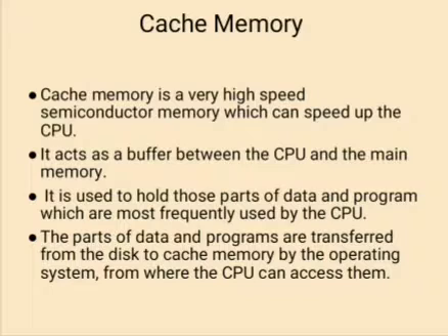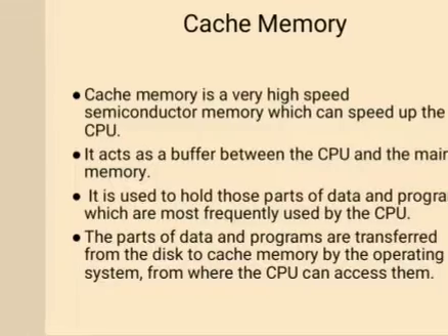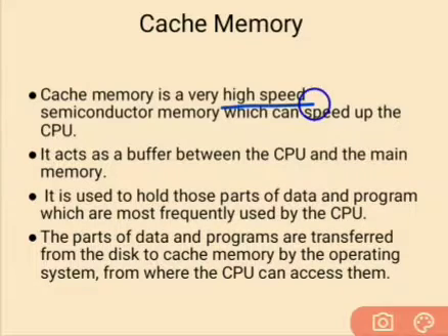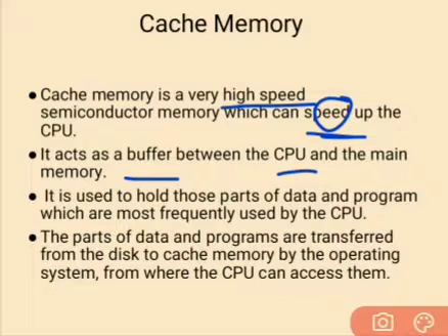So here what happened, the cache memory is the one thing you remember here, it is high speed, and it is a semiconductor memory which can speed up the CPU. So here we are increasing the word speed. So it acts as a buffer between the CPU and the main memory. So it is in between the CPU and the main memory.